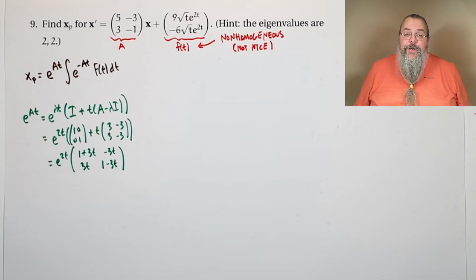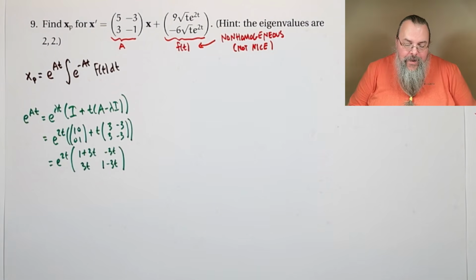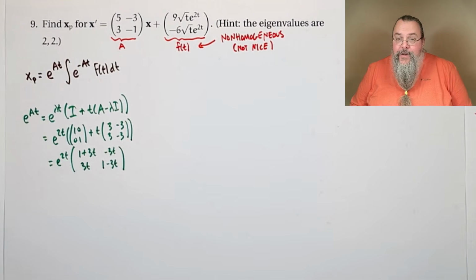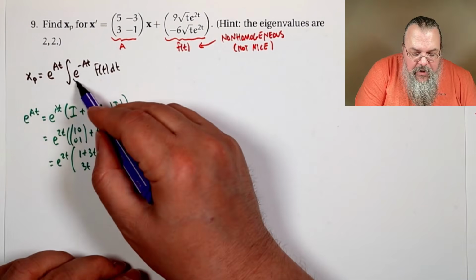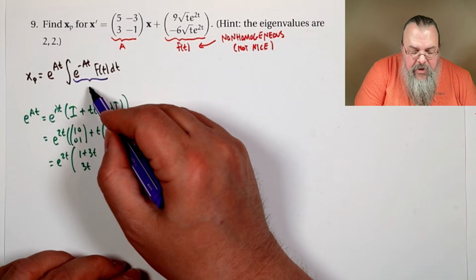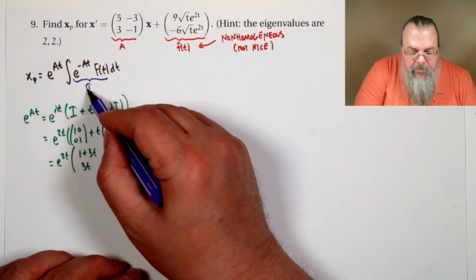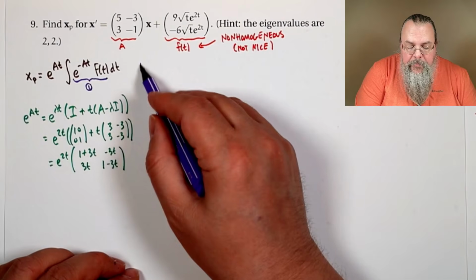Now we're going to start working through this in layers, one layer after another. Let's start with our first layer. And what I'm going to call our first layer is this computation here, e to the minus at f of t. Layer number 1.